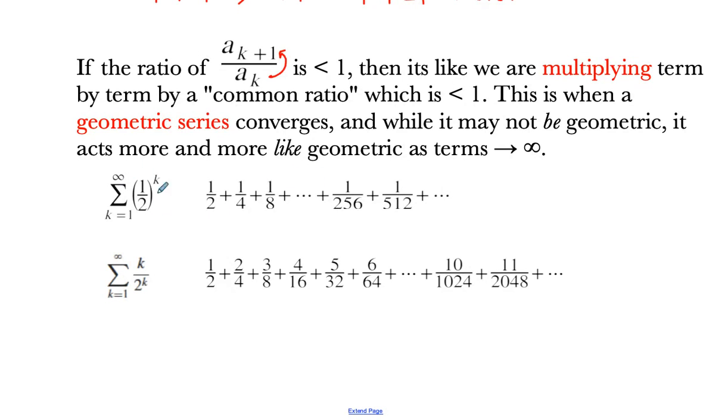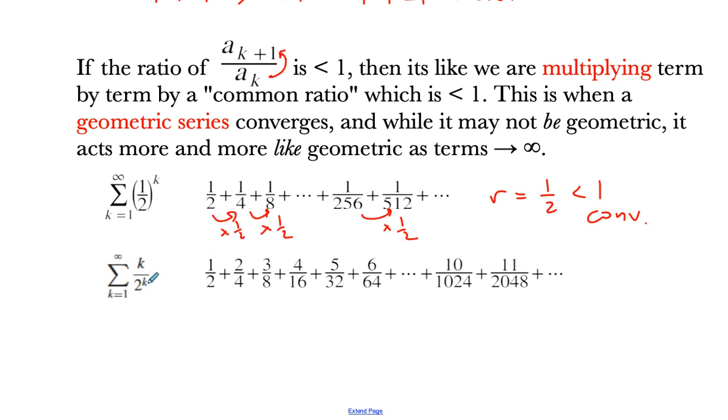So in a true geometric series, like 1/2 to the k, we can recognize that no matter which terms we take, we keep multiplying by a half every time. Even all the way out here, we keep multiplying by a half. The ratio is 1/2, that's less than 1, and so it converges.